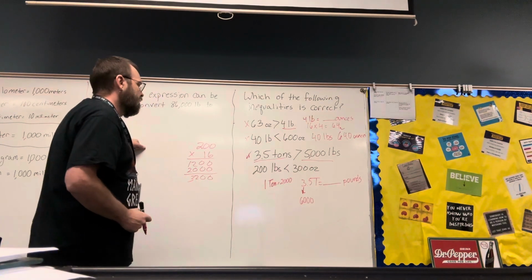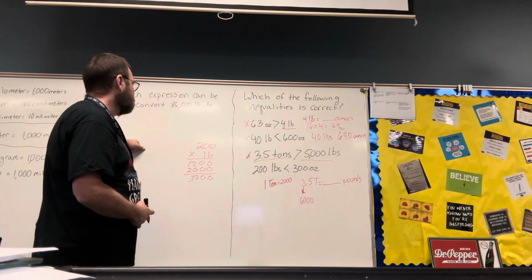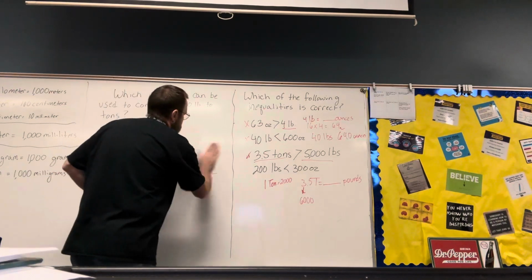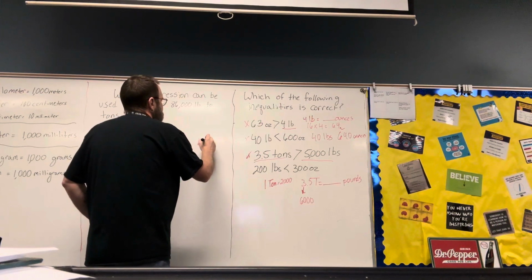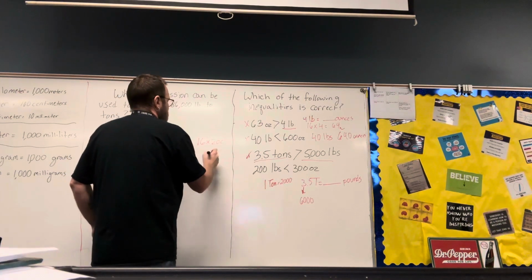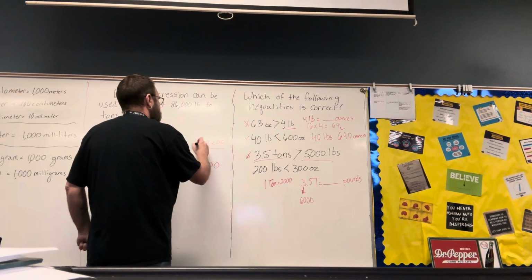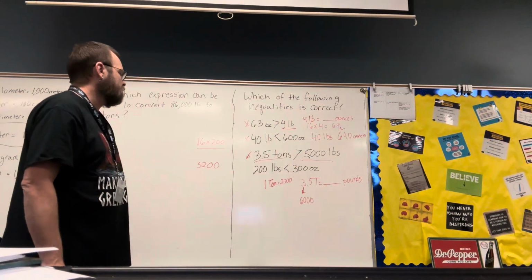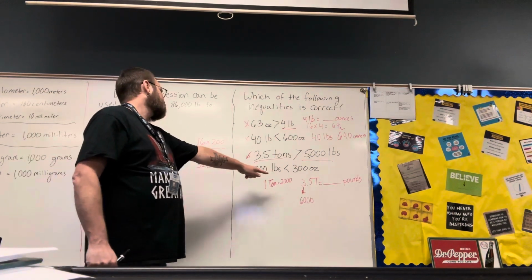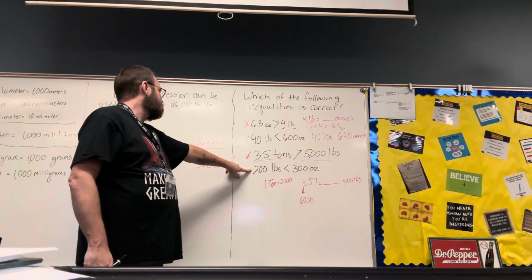And it's 200 times 16. Did I do that right? Let's do this. 16 times 200. I can put these 2 zeros down here. And then 16 times 2 is 32. So 3,200. So 300 ounces is not greater than 200 pounds.